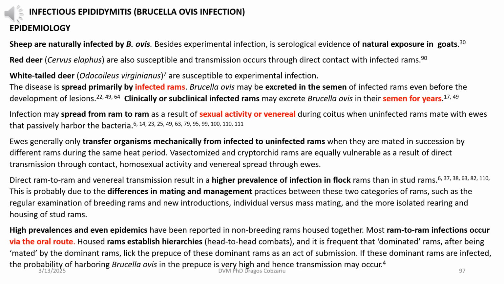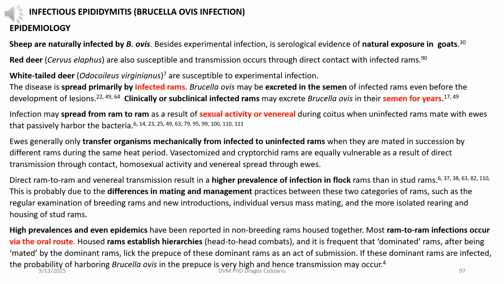Epidemiology. Sheep are naturally infected by B. ovis. Besides experimental infection, there is serological evidence of natural exposure in goats. Red deer are also susceptible and transmission occurs through direct contact with infected rams. White-tailed deer are susceptible to experimental infection. The disease is spread primarily by infected rams. Brucella ovis may be excreted in the semen of infected rams even before the development of lesions. Clinically or subclinically infected rams may excrete Brucella ovis in their semen for years.